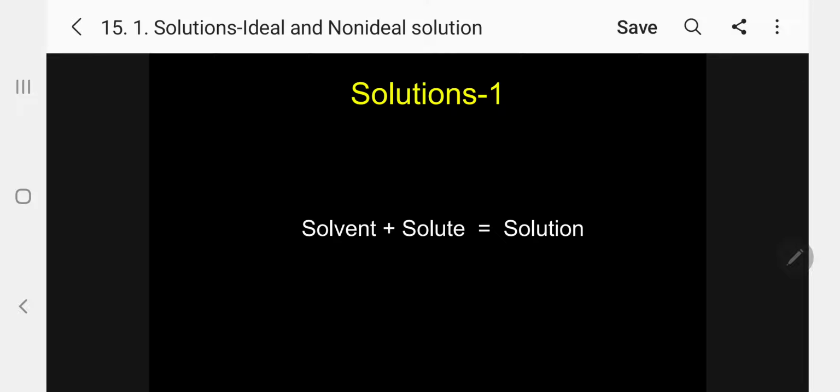So, under the chapter solutions, let me give a short introduction to give a clear idea about what is a solution. A mixture of a solvent and a solute is called a solution. Kindly follow. This is the most important.